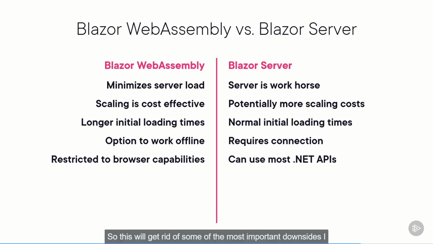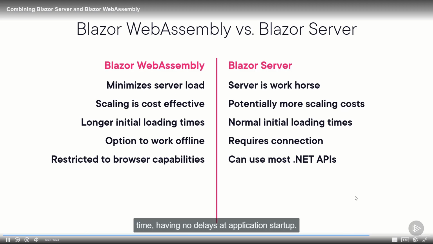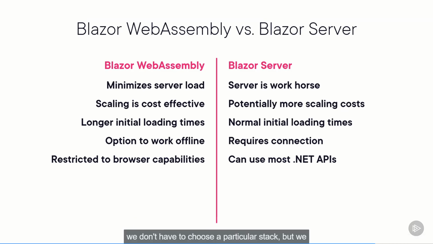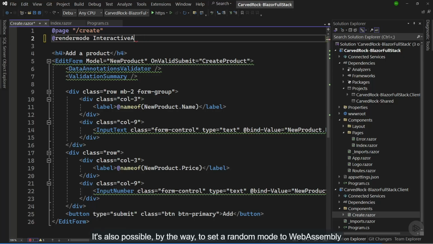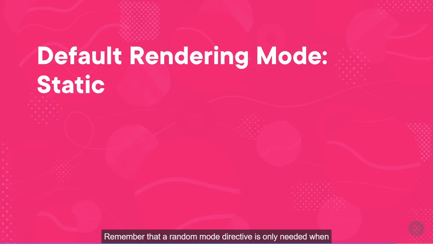So this will get rid of some of the most important downsides I mentioned earlier. We can have a good way to scale, while at the same time having no delays at application startup. Now we don't have to choose a particular stack, but we can have the benefits of both. It's also possible, by the way, to set the render mode to WebAssembly specifically, or to server. But when it's set to server, the component would have to move to the server project. Remember that the render mode directive is only needed when the component needs user interaction. In all other cases, just leave render mode out, and it will be rendered as a static component, like our index component, which is faster.